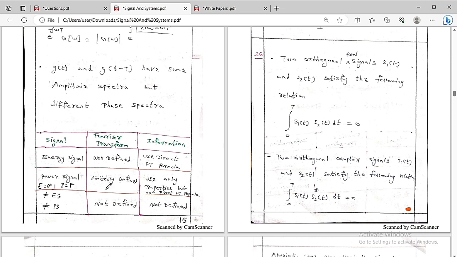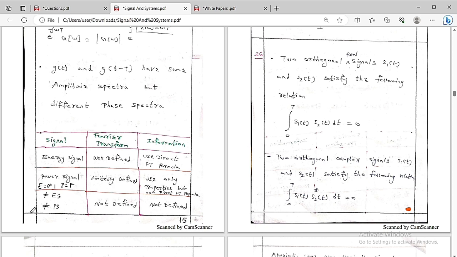But the Fourier transform is called a linearly defined Fourier transform. It is defined only for a few values of omega, but for other values of omega it is not defined, meaning it tends to infinity. So we cannot use the direct Fourier transform formula, but in this case we can use the properties that we know in order to get the Fourier transform. So use only the properties, not the direct formula, to get the Fourier transform for this signal, as I already told you.